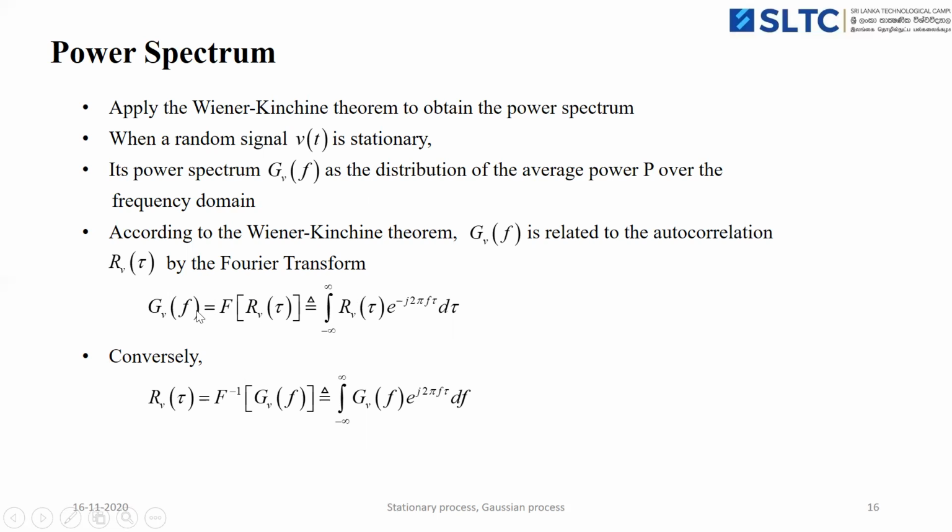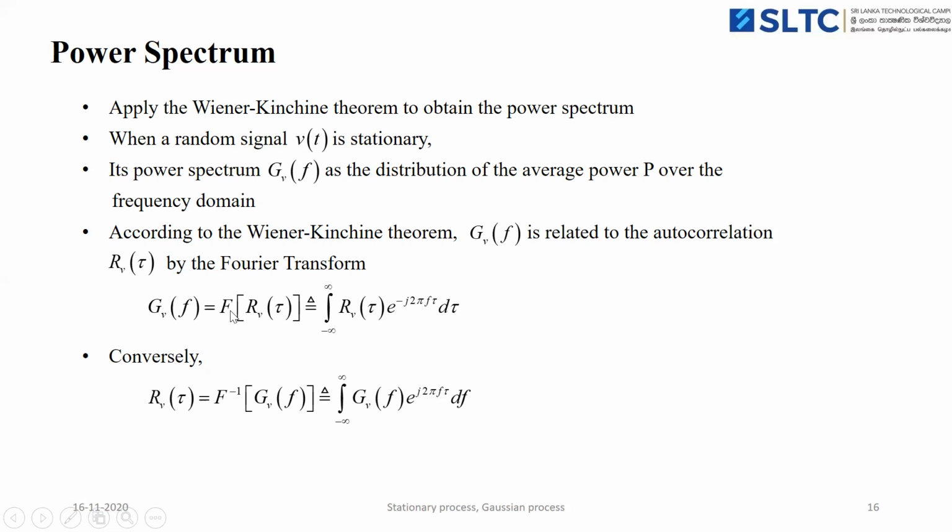Then the formula for the power spectrum is G_V of f, where V means the given random process V of t. So G_V of f, the power spectrum of the random process, is obtained by taking the Fourier transform of the autocorrelation function, that is F of R_V of tau, which equals the integral from minus infinity to plus infinity of R_V of tau e to the power minus j2 pi f tau d tau. And conversely, by taking the inverse Fourier transform of the power spectrum, we can estimate the autocorrelation function of the random process, that is R_V of tau.